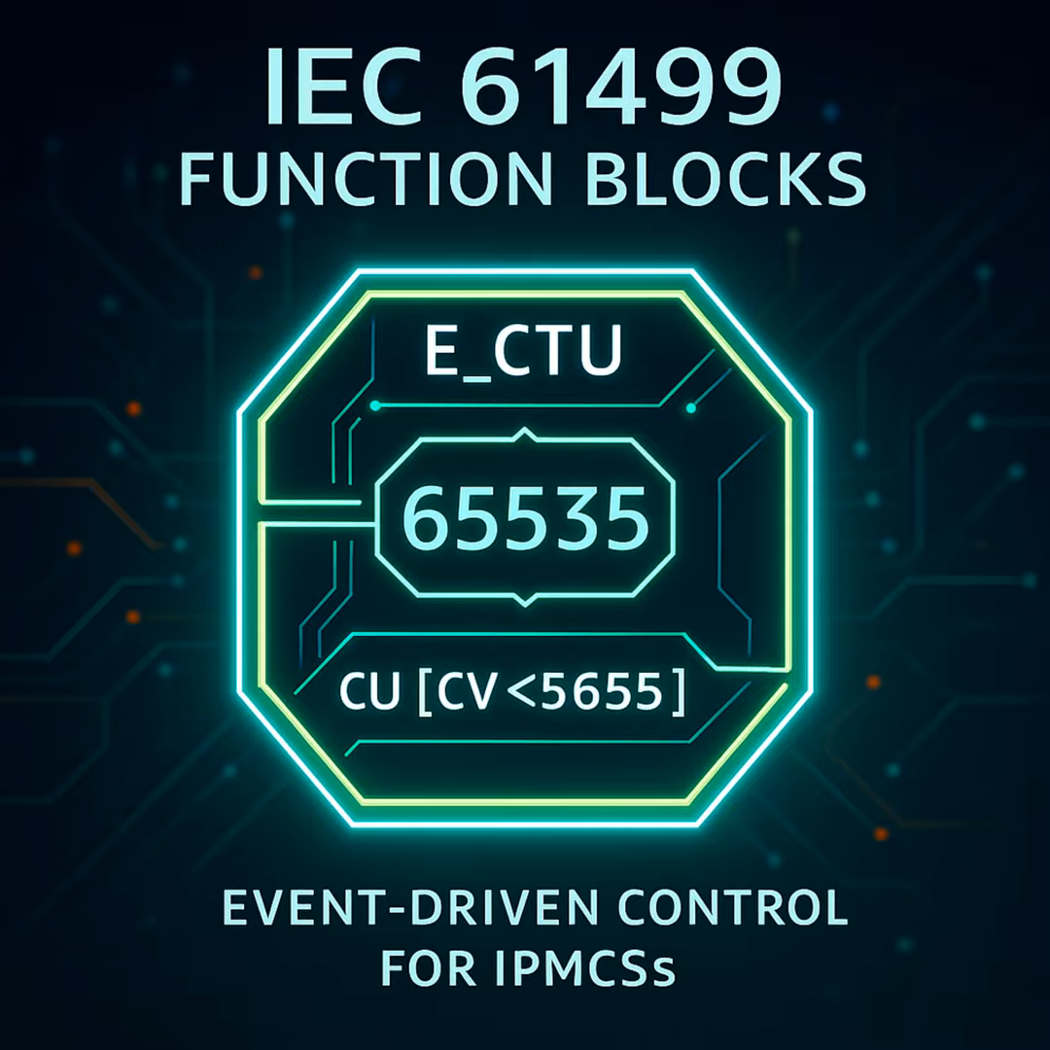There's one more output, right? Q. Oh, yes, Q. That's a Boolean output, true or false. And that tells you... It tells you if the counter has reached its target. Q becomes true if the current value, CV, is greater than or equal to the preset value, PV. So if you're counting, say, how many times a hydraulic ram extends to fill a hopper, that Q output going true is what signals, okay, hopper's full, move on.